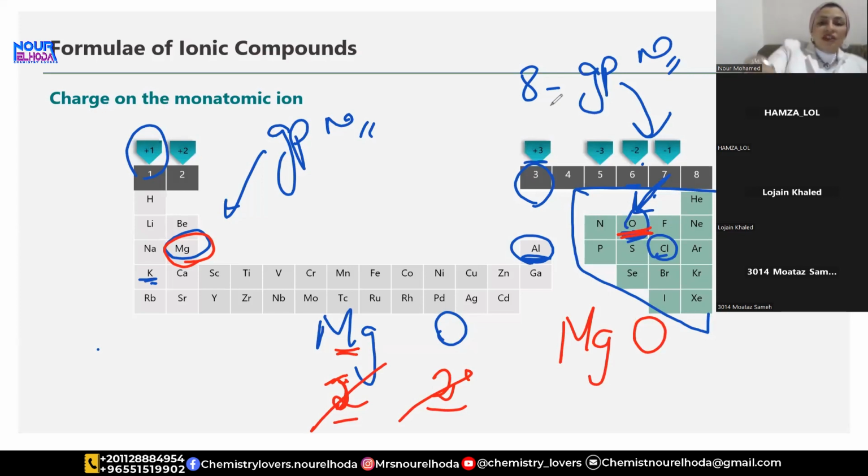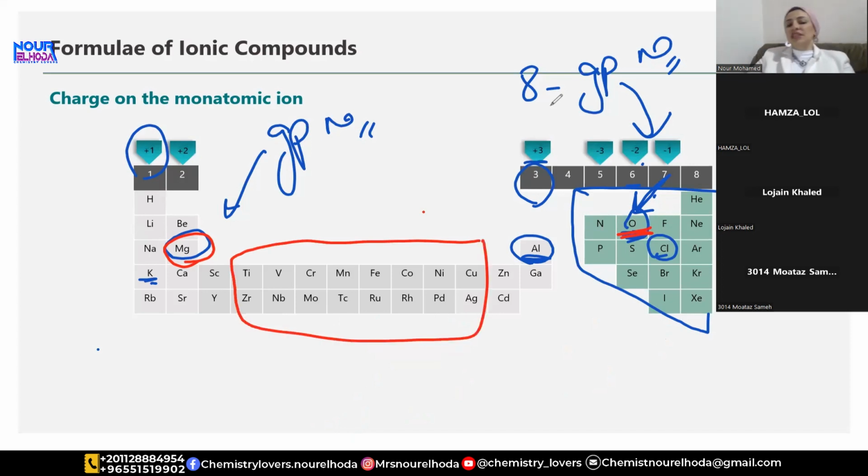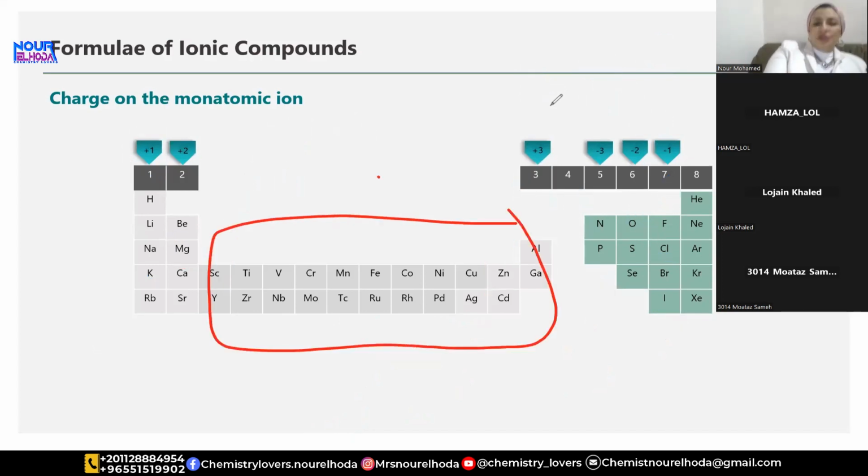What about if I'm going to write, I think all these are the easy ones. What about the transition metals? If I'm having elements like zinc, like lead, any of these elements in the middle area, what should I do? These elements don't have group numbers.